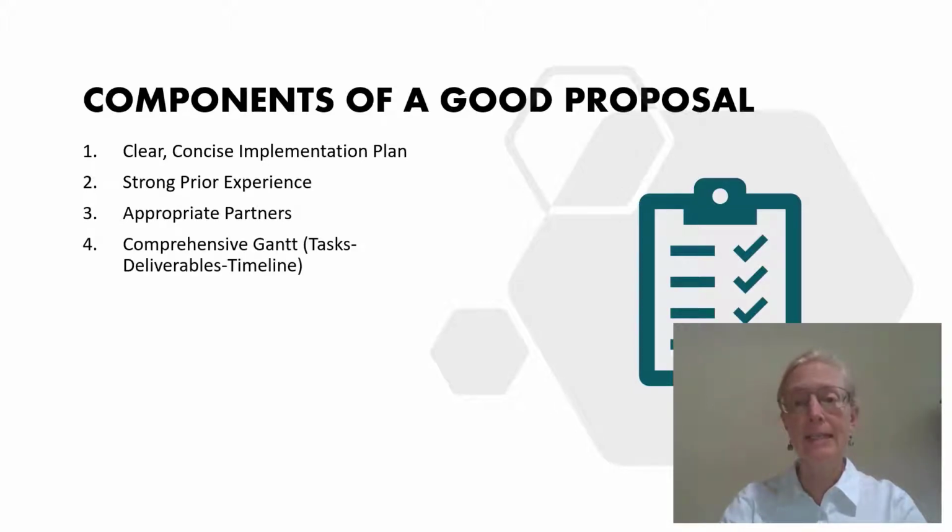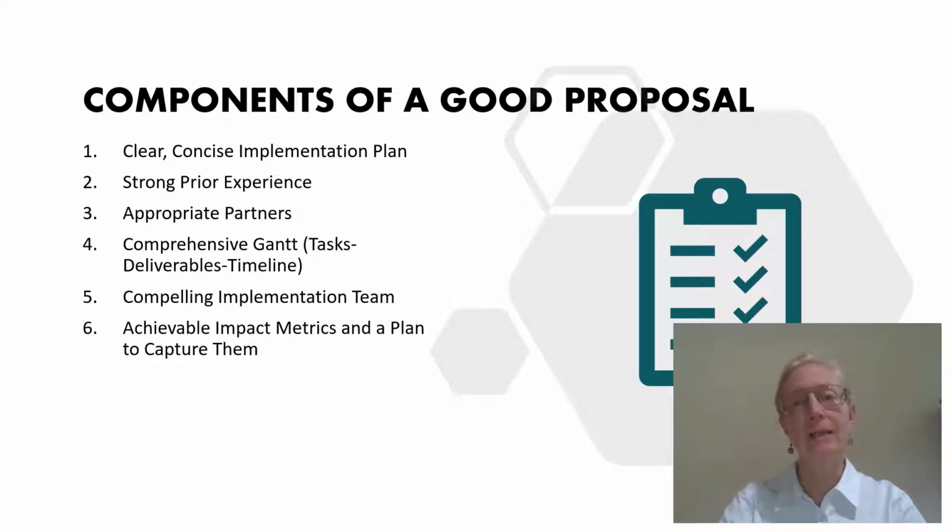That you have a very good idea of what you're going to do in the grant, what the tasks are, what your deliverables are, and in what time frame you'll be accomplishing these deliverables. That you have a compelling implementation team, people who really will be thoroughly engaged in implementing the grant for the particular funder. That you have impact metrics and a plan for capturing those and reporting them to the funder. That your budget is realistic. And most importantly, although this will be the first thing that the funder reads, an excellent executive summary that indicates all of these important components.